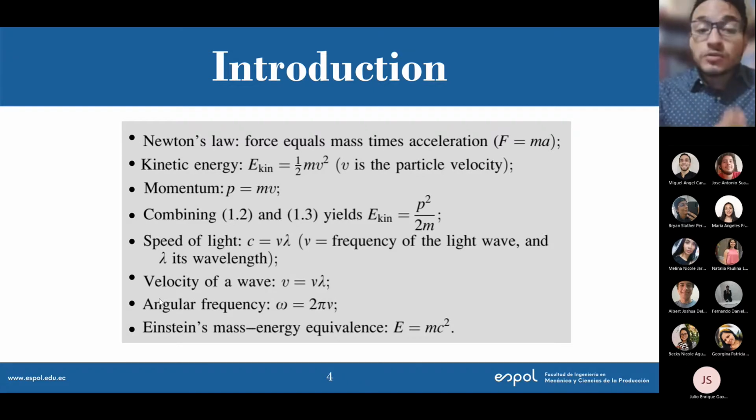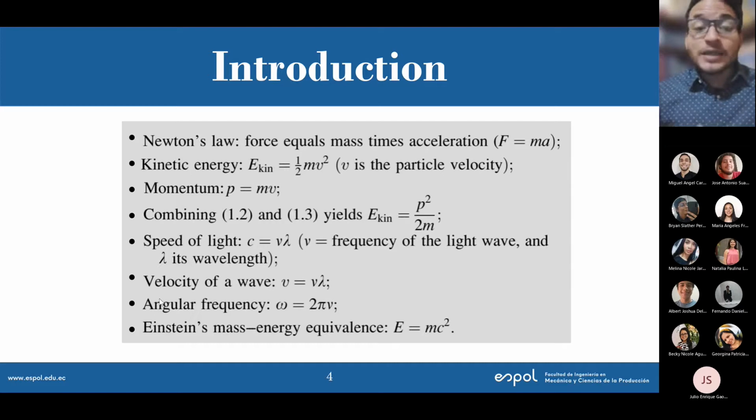We all know Newton's law, super easy. We all know the kinetic energy equation. Okay, I think we all know that. Momentum, mass times velocity, we all know that. Momentum of an electron, right? Momentum P is equal to the mass of the electron times the velocity of the electron.